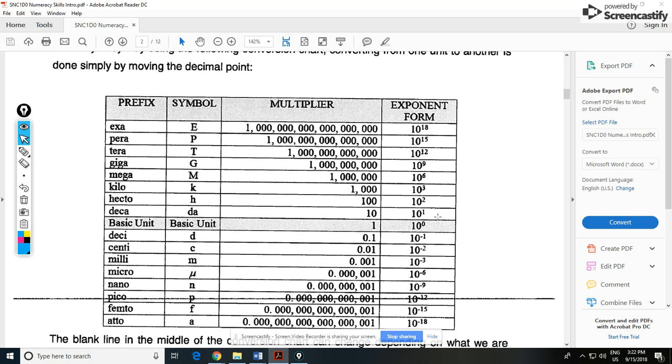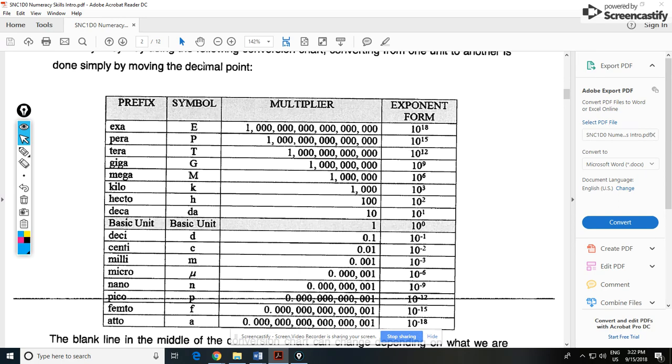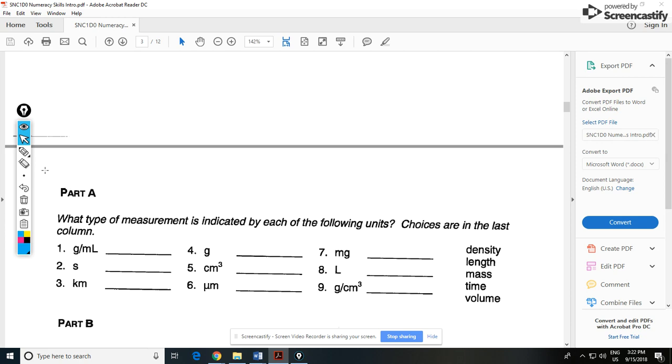So the first bit of the package is the measurement in SI units. You'll run into a table that shows you how the different measurements are related to each other. And then you'll get to a question where you need to determine what type of quantity each unit lends itself to, or each unit is used for.